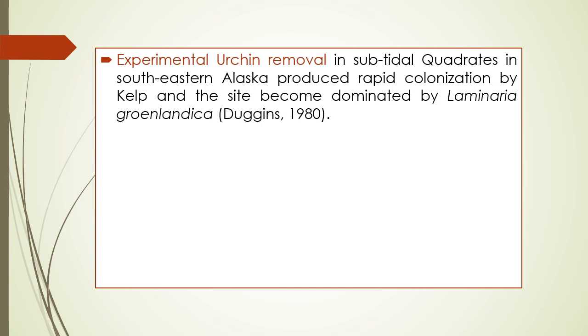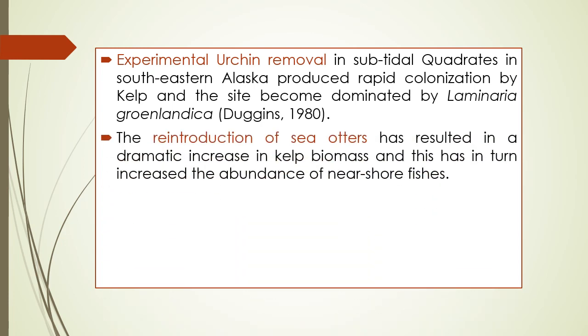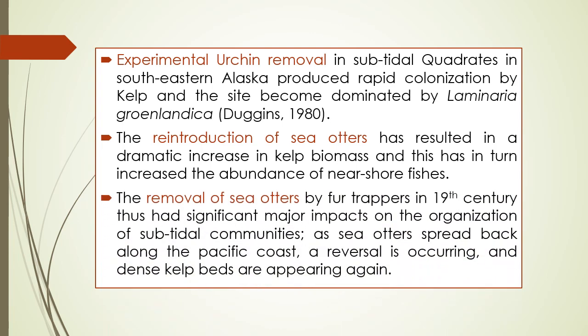Experimental urchin removal in subtidal quadrats in southeastern Alaska produced rapid colonization by kelp, and the site became dominated by Laminaria groenlandica. The reintroduction of sea otters has resulted in a dramatic increase in kelp biomass, and this has in turn increased the abundance of nearshore fishes. The removal of sea otters by fur trappers in the 19th century thus had major impacts on the organization of subtidal communities. As sea otters spread back along the Pacific coast, a reversal is occurring and dense kelp beds are appearing again.